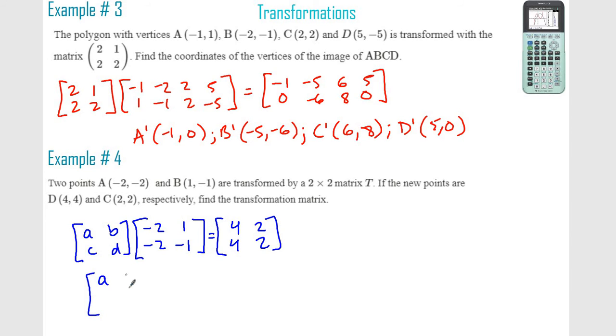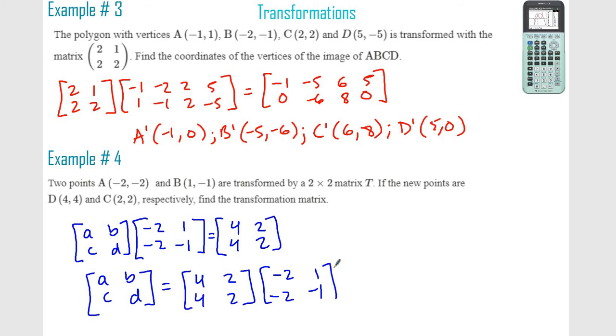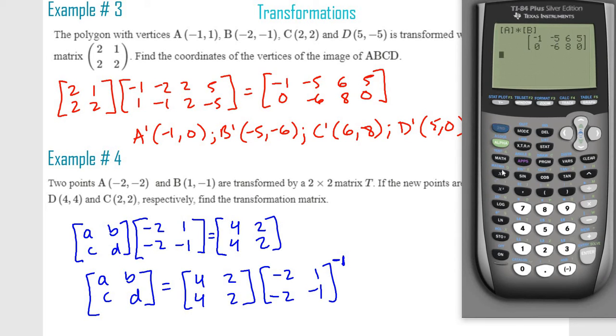So to find out what A, B, C, and D are, all we need to do is take that right matrix, multiply it by this one that we moved over, but it's not just it, it's its inverse. So make sure you multiply by the inverse. You can do this on your calculator. So if we go to our matrices, we edit them. Gonna make a 2 by 2. Let's do the A matrix.